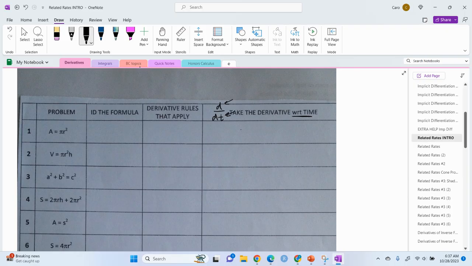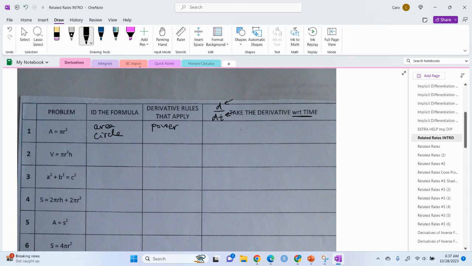So let's start with the basic one, just so you can get the idea of it. So this is obviously the area of a circle. Derivative rules that applies. That mainly means like you have to do the basic power rule. Do you need product rule? Do you need quotient rule? This one here, I have pi times r squared, but you don't need to use the product rule because it's a constant, which is pi times a function, r squared. So I'm just going to say power rule. You can call it the basic rule. They're kind of the same thing.